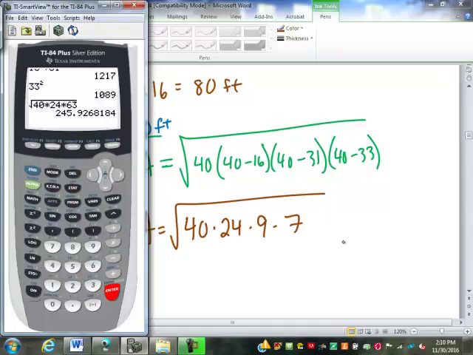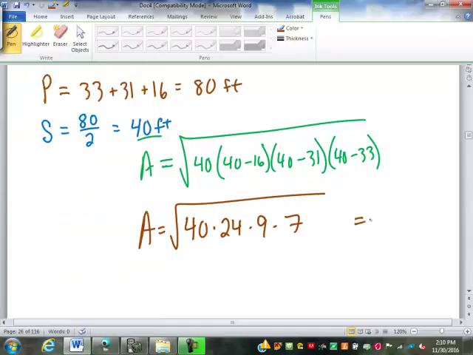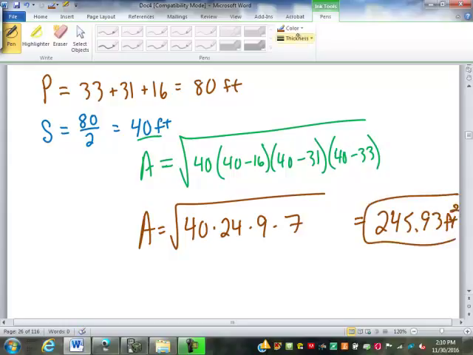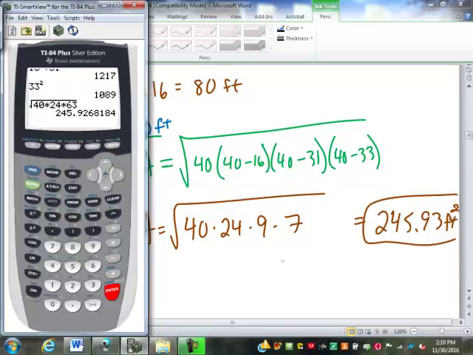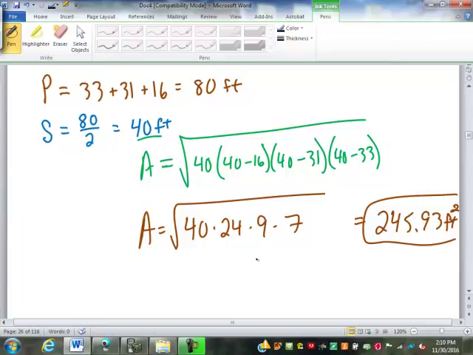I get 245.93. And that was in feet, so that is going to be square feet of area. Yeah, I think I may have said 945, but it is 245.93. So that's a very handy formula because there are a lot of times where you don't have a right triangle and you don't know that altitude.